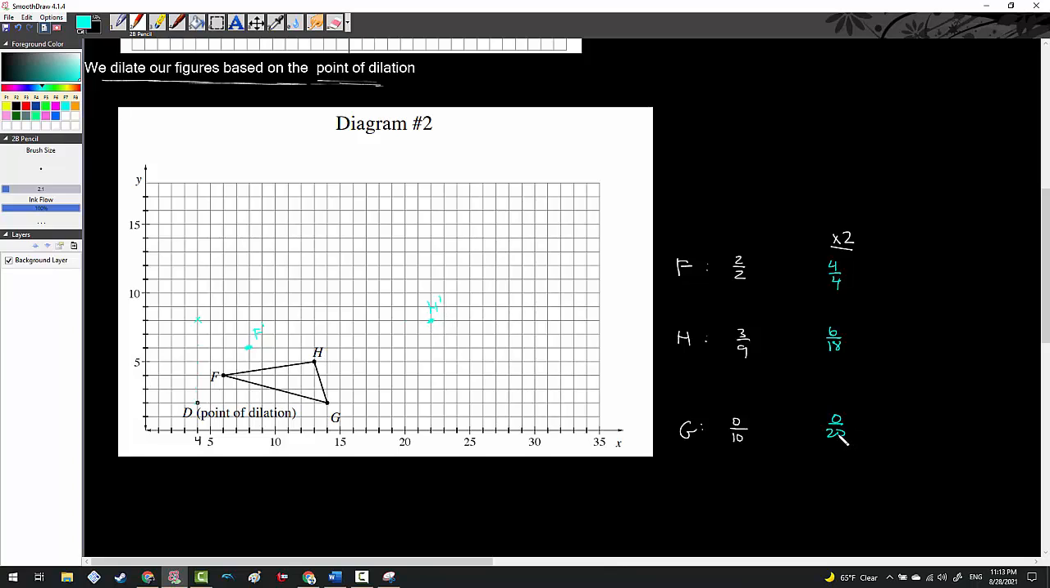And then G is going to be 20 spaces to the right of the point of dilation. So I'm going to go all the way over here to 24 and call him G prime. And it might be a little hard to see. Maybe I'll darken it. Dark blue, and dark blue. Again, G prime, H prime, and F prime. So let's go ahead and bust that guy in there. And absolutely, he definitely looks like he's twice the size based on the point of dilation.